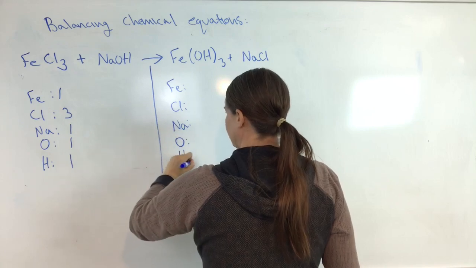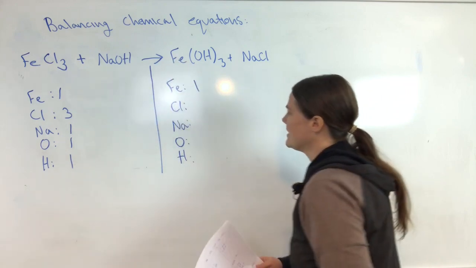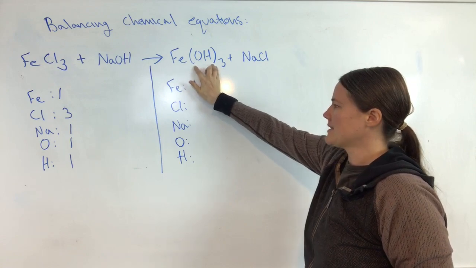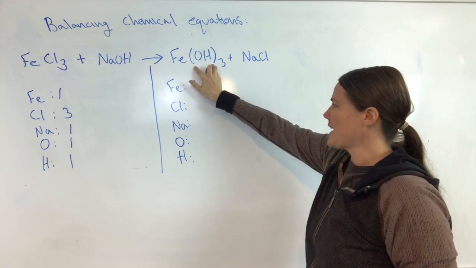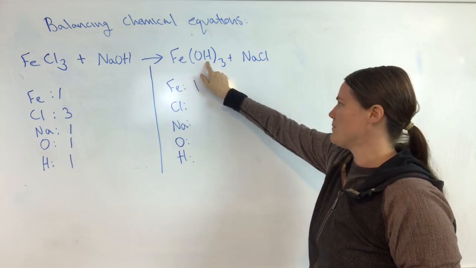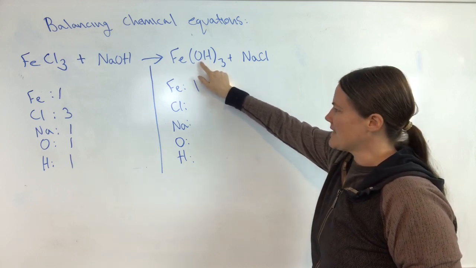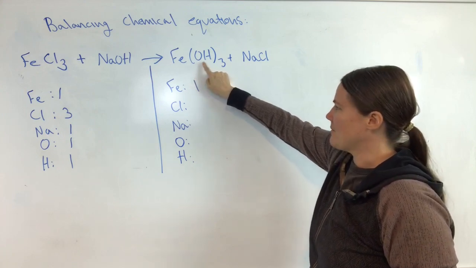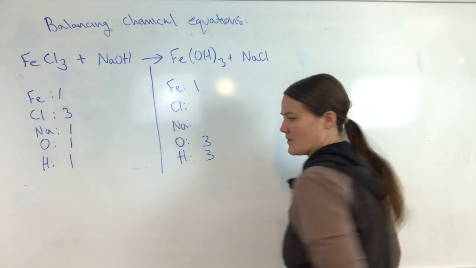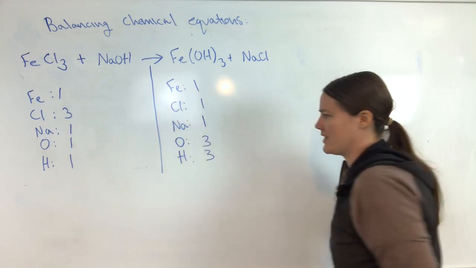So on this side I have 1 iron, and then this is a little bit different. So we have this OH in parentheses. So what that means is that we have this OH, this is a polyatomic ion, and we have 3 of them. So that means that we actually have 3 oxygens and 3 hydrogens. So I'm going to put the 3 oxygens and 3 hydrogens. And then we have 1 sodium and we have 1 chlorine.